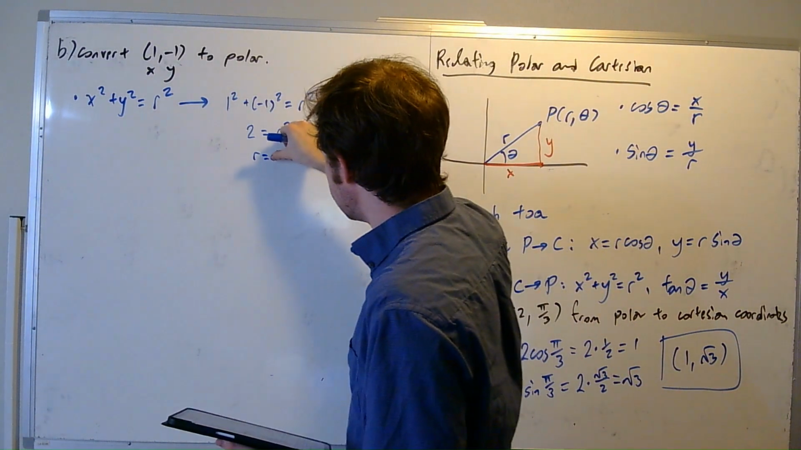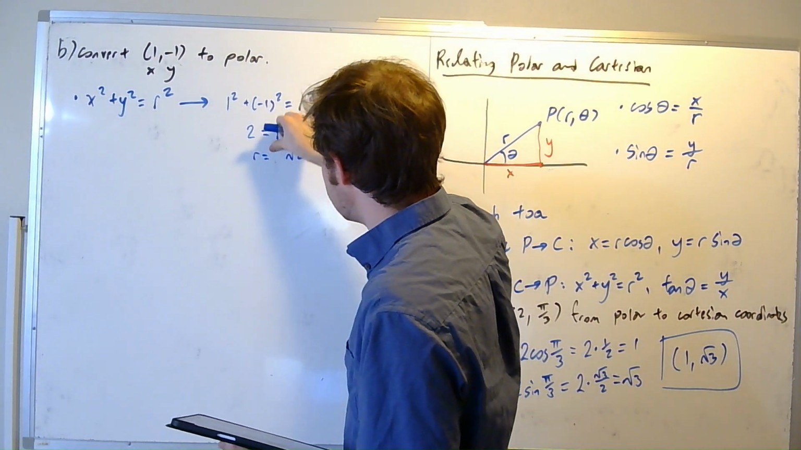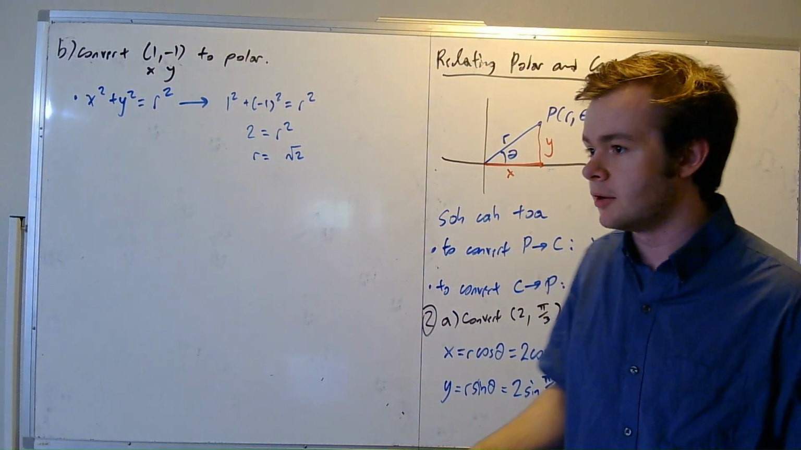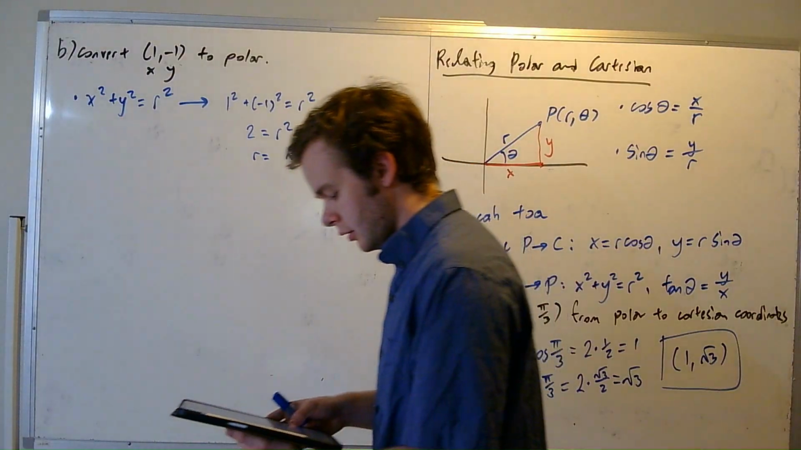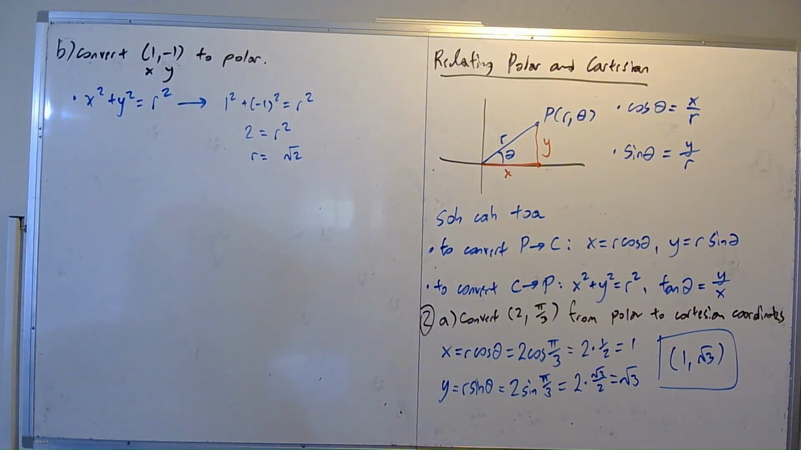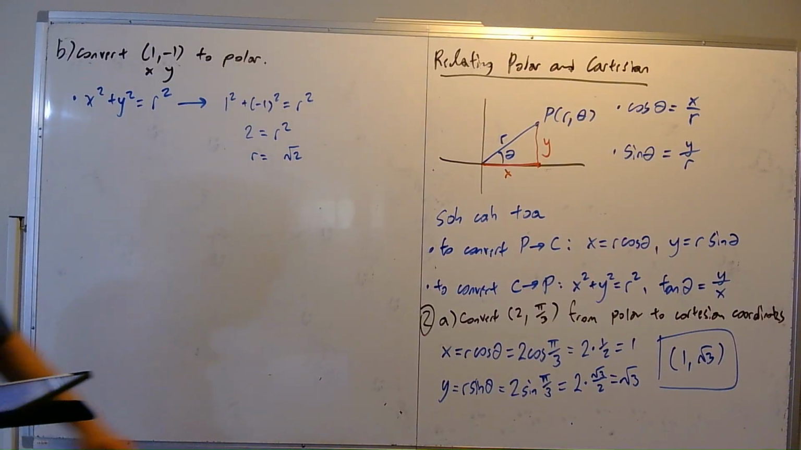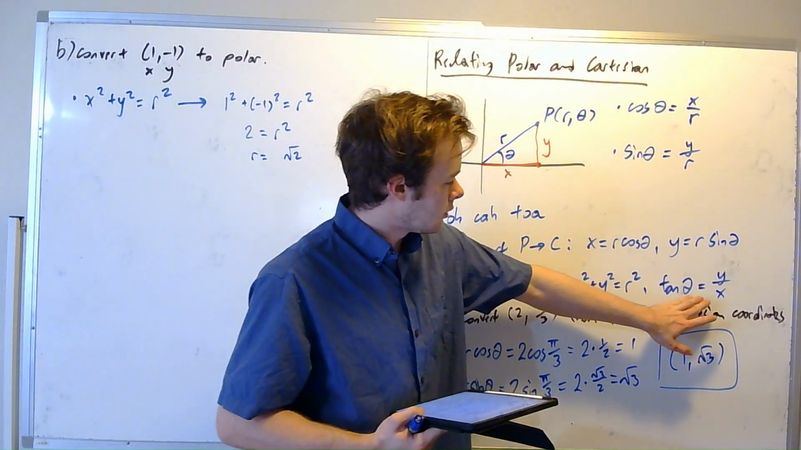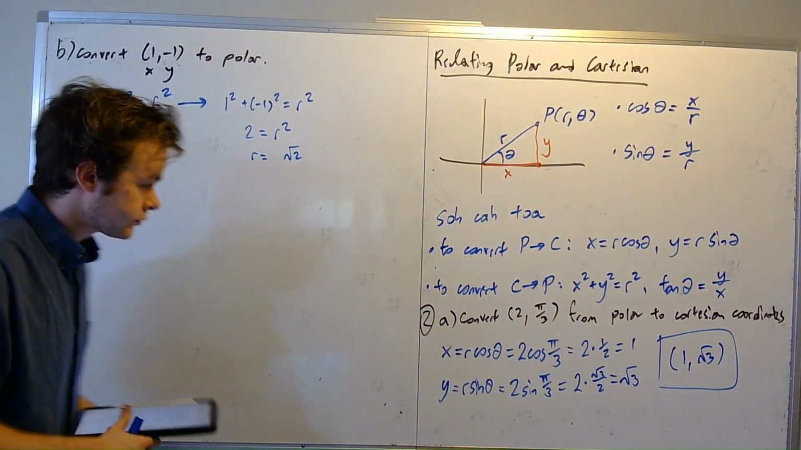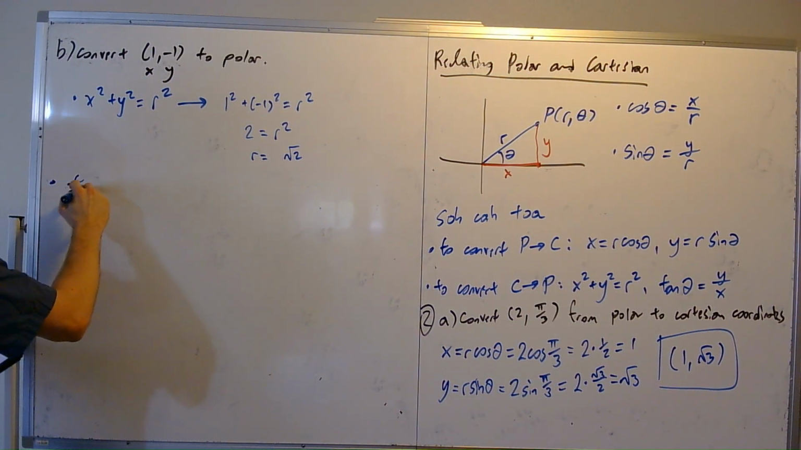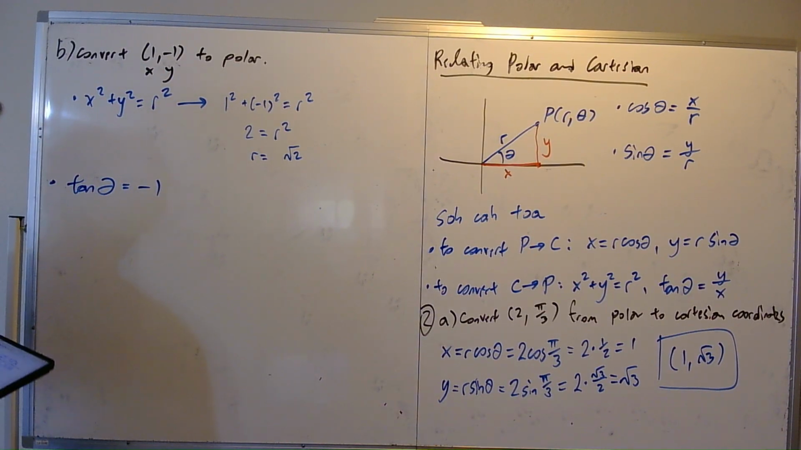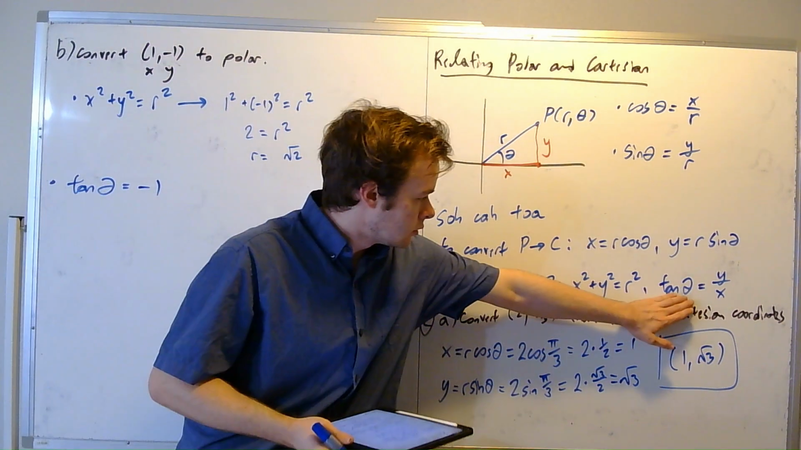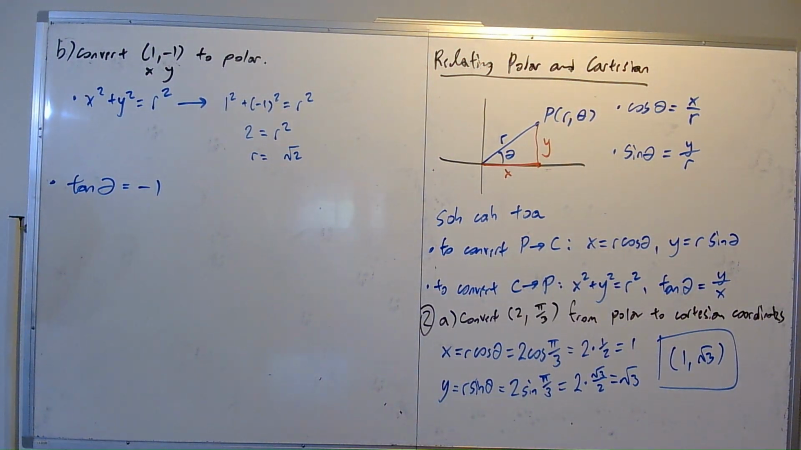But we can always just choose this to be positive, right? Because remember, we can convert a negative radius into a positive radius. So we might as well choose our radius to be positive root 2. Okay. All right, so now we need to use our second equation. We used the fact that x squared plus y squared is r squared, but now we need to use this equation. So it says tangent theta is y over x, that's negative 1 over 1, which is negative 1. Right. So using this equation, we get that tangent theta is equal to negative 1.